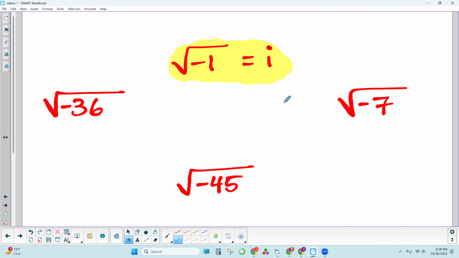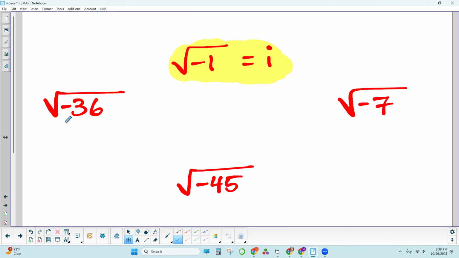So there are basically three scenarios I'm going to go over: a negative perfect square, a negative radical that can be simplified, and a negative radical that cannot be simplified. They're all negative, so we need to simplify them in terms of i. And this is how you do it.